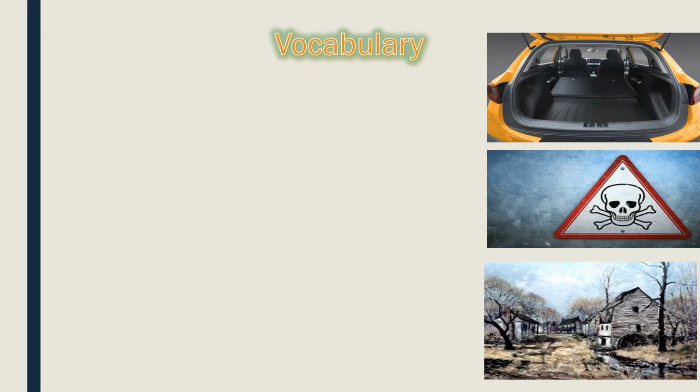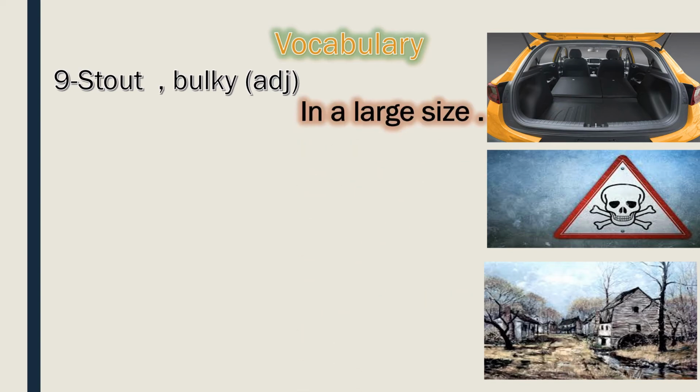And here I have two adjectives that mean something that is very big or in a large size. They are stout and bulky. So if I want to describe this car that is a stout or bulky car, what do you mean by bulky? It is in a large size, something whose size is big, and you can put something that is very big in it. Again, stout and bulky mean in a large size.